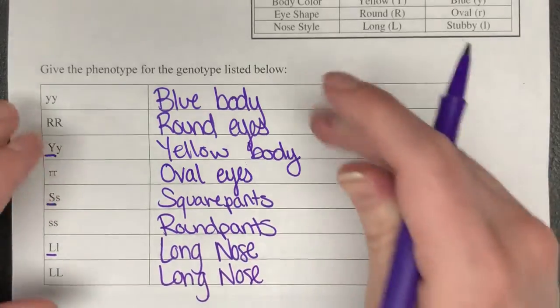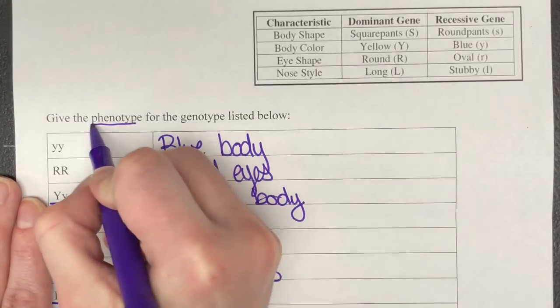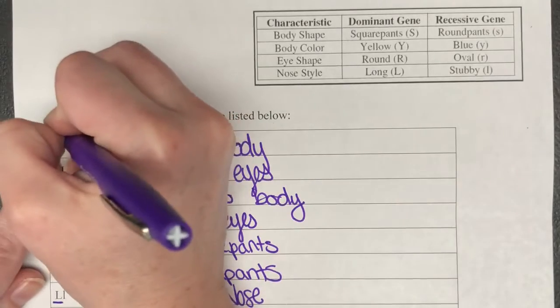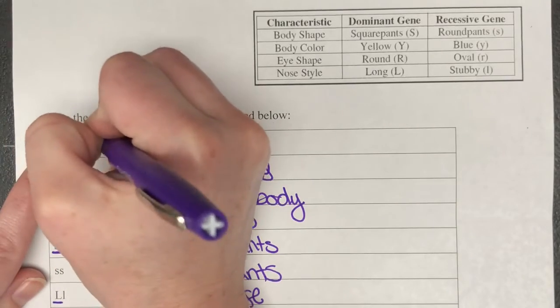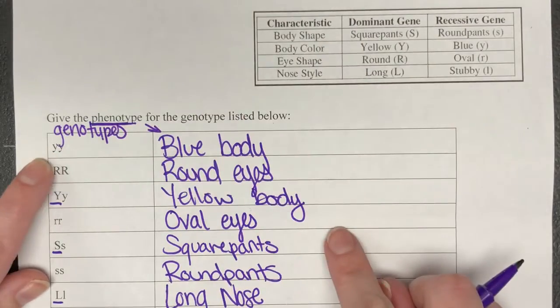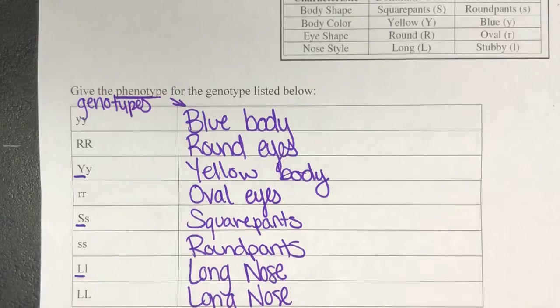Now I want to point out something that I did forget to mention. We are giving the phenotype. They gave us, these are all the genotypes. It's asking for the phenotypes. So these are all phenotypes. These are all genotypes. Okay?